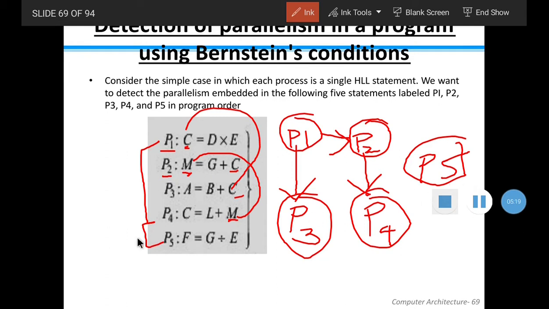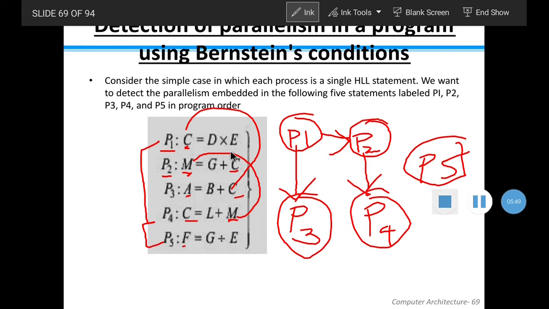Similarly, we can check P3 and P4. Again for P3 and P4, A is the output and it is not used, no problem. And in P4, if you observe, C is the output, so it is not used. And P5, F, there is no next statement, so there is no problem. Now flow dependence is checked.